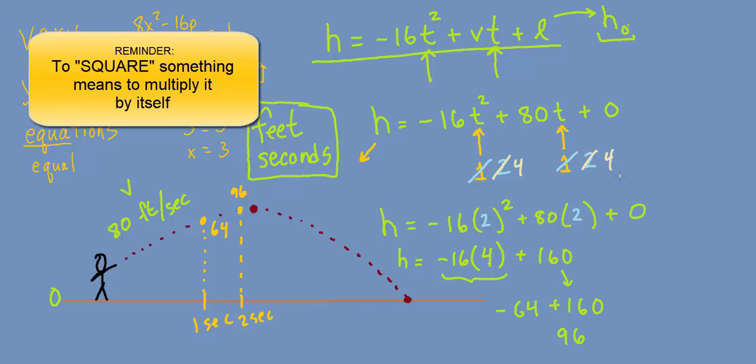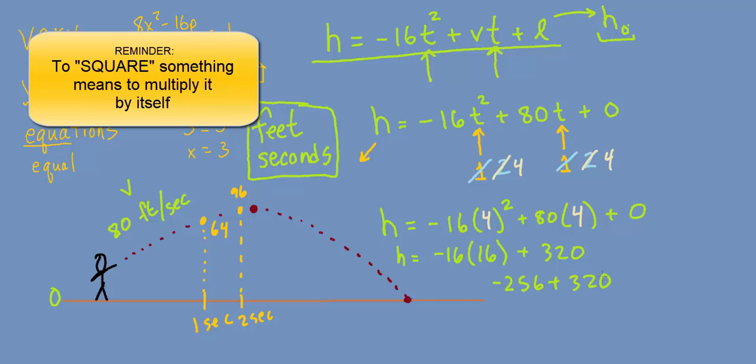So now we put a 4 in for our time. So the letter T is just an empty space, sort of, for a number to go. And this time we're going to make that number 4 because we want to know the height at 4 seconds. And 4 squared is 16. 16 times negative 16. 4 times 80 is 320. Plus 0, who cares? All right, negative 16 times 16 is negative 256 plus 320. And that happens to be 64.